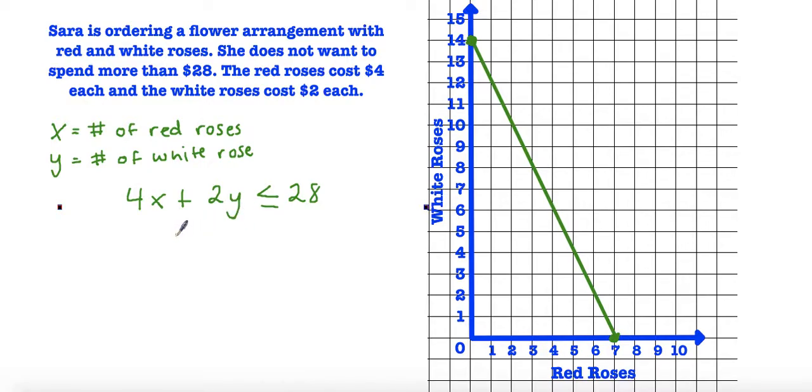And so now that we have our line drawn, we're going to see which coordinates are true. So the easiest one that we could use is 0, 0. So 4 times 0 plus 2 times 0 is less than or equal to 28. So 4 times 0 is 0, plus 2 times 0 is 0, so 0 is less than or equal to 28. And this is true.